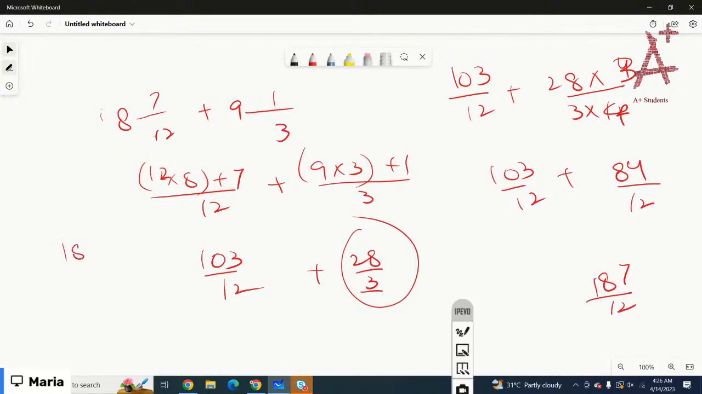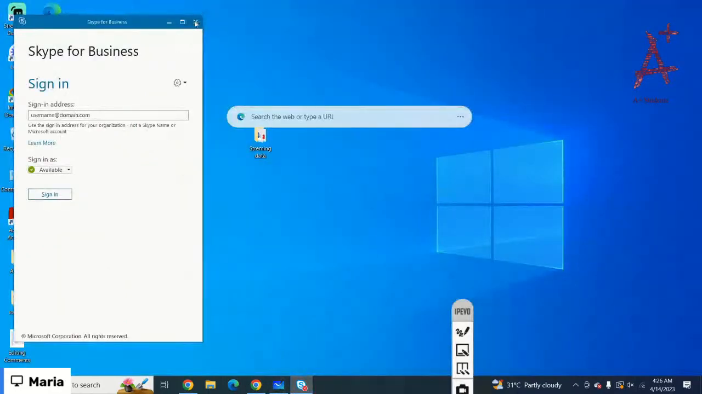So let's just divide 187 by 12. 12 times 1 is 12. Here you have 67. 12 times 5 is 60. Here you have 7. So it would be 15 whole 7 over 12. The correct option is 15 whole 7 over 12.